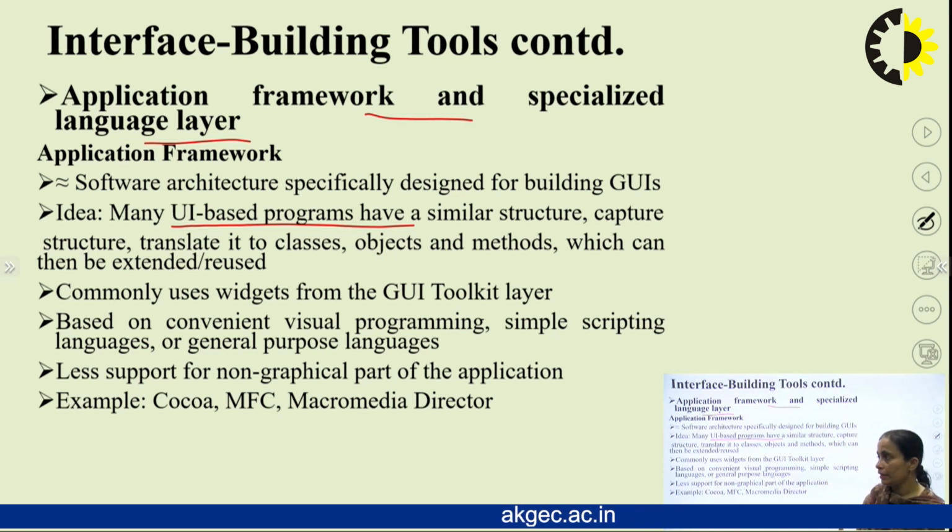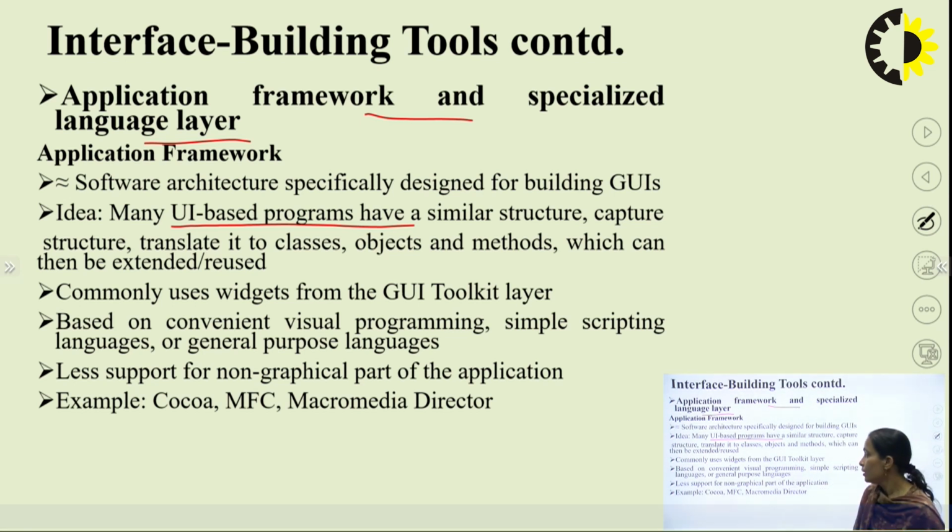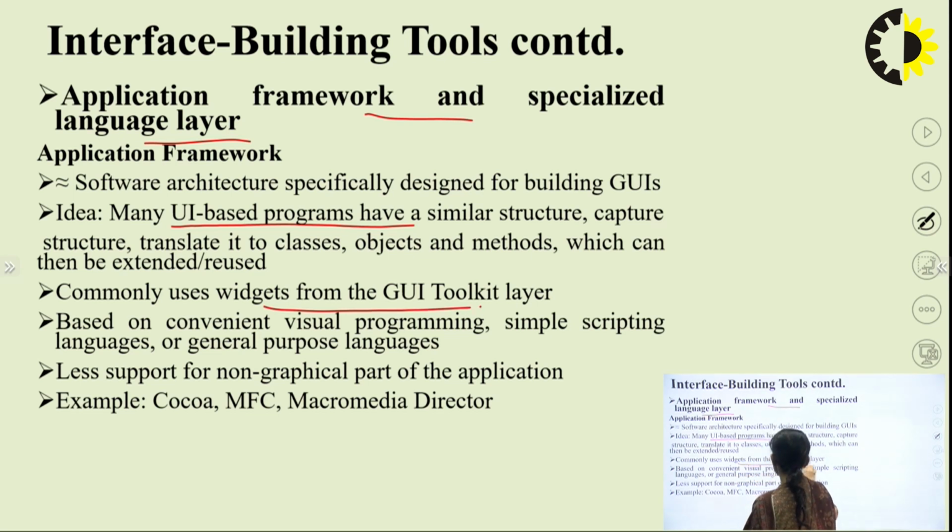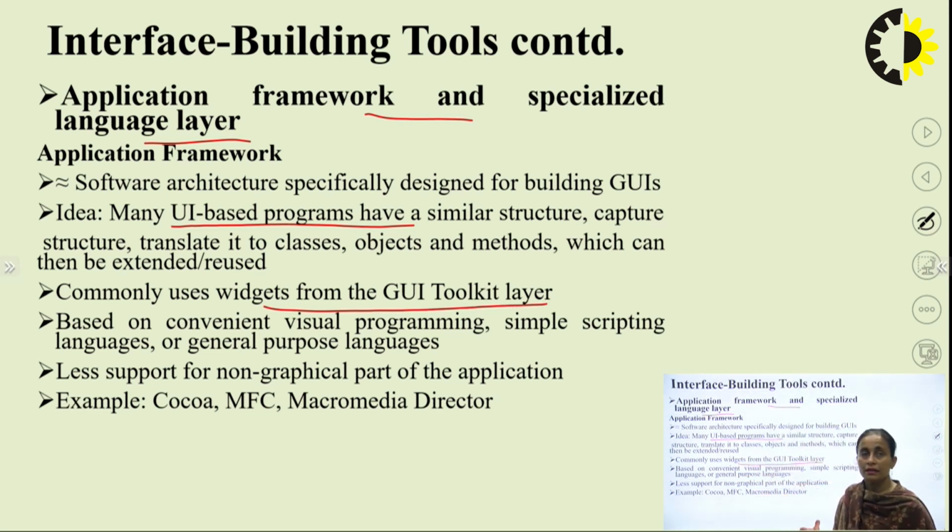So the entire structure is divided into different components, and these components are reused. The commonly used widgets from the GUI toolkit layer are there to give the user convenience and to give visual programming, basically using a scripting language. Then they give less support for the non-graphical part of the application. The examples of this application framework are Cocoa, MFC and Macromedia Director.